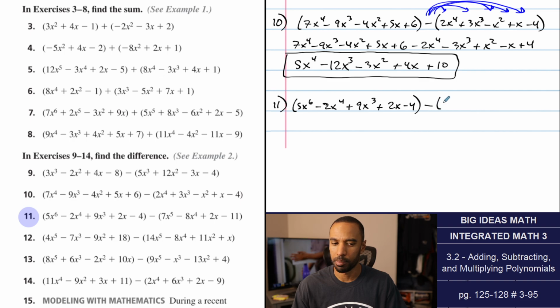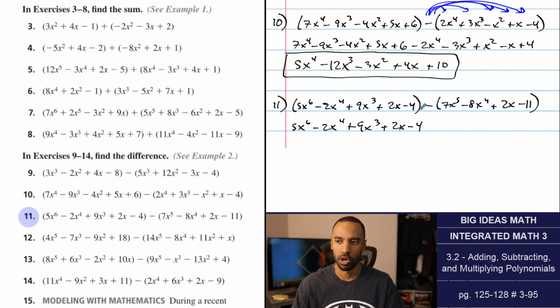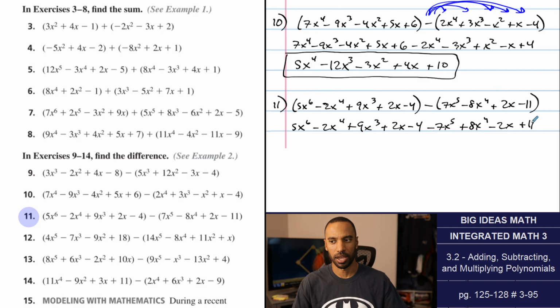Okay, but this time when I distribute, plus 2x minus 11. This time when I distribute, I'm not going to show the arrows. So it's really just a sign change of those, right? You know it's a minus. So change this. Negative, positive, negative, positive. Negative, positive, negative, positive. Right?